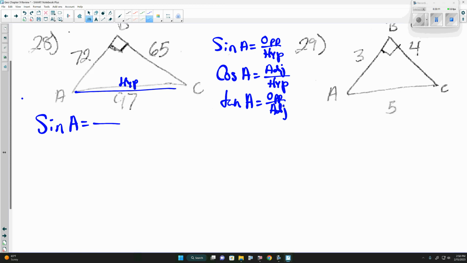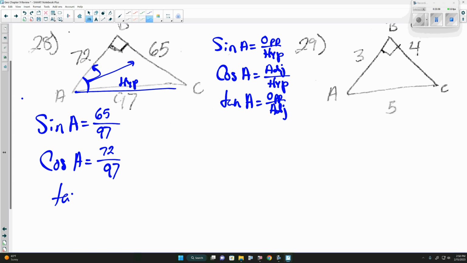So now for angle A, the opposite side to angle A is 65. The hypotenuse is 97. It doesn't ask for us to write it as a decimal, it just wants it as a fraction, and this is it. Now cosine of A, adjacent would be 72 over 97, and tangent of A, opposite 65 over 72.